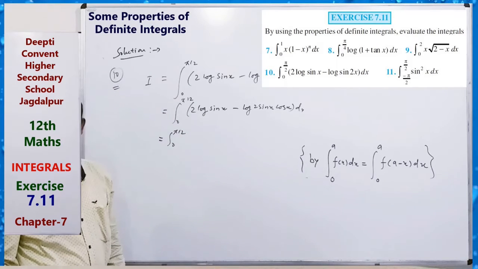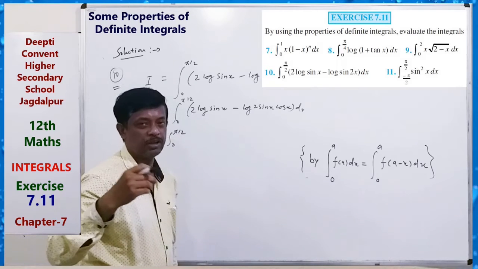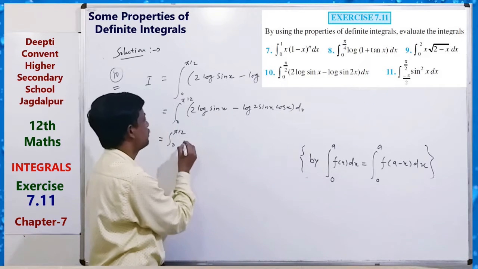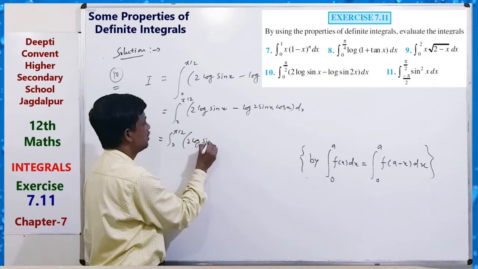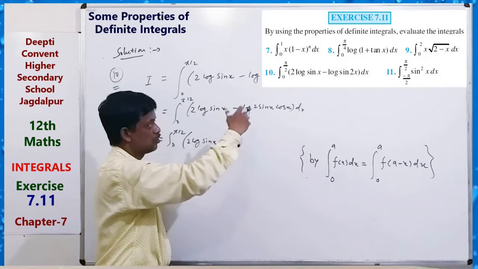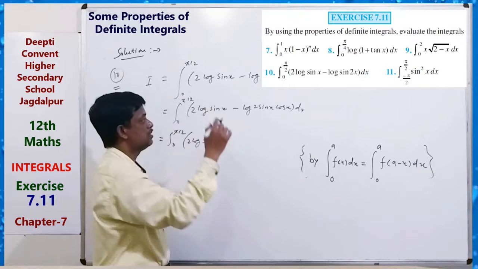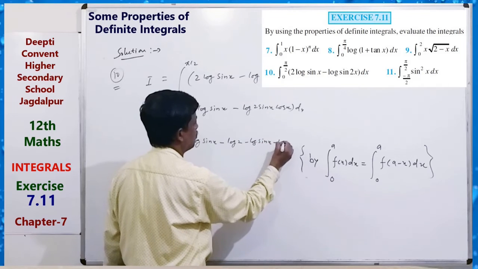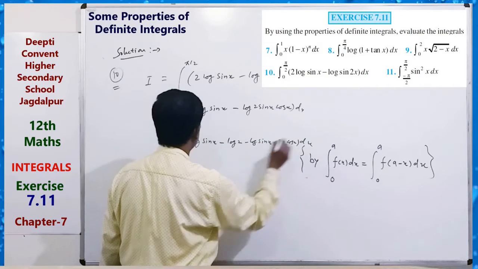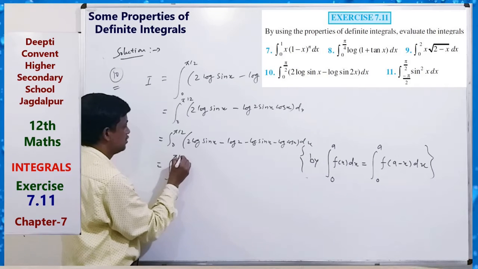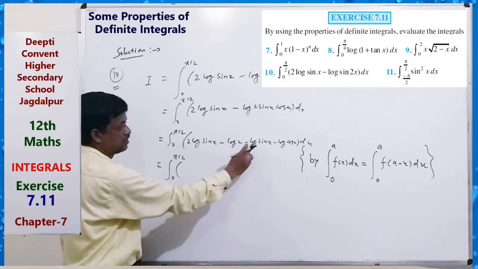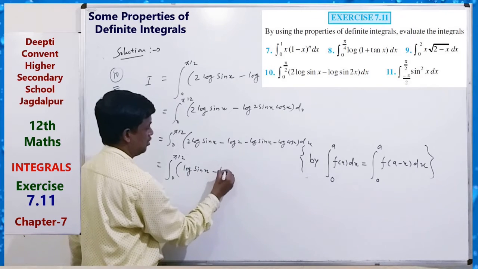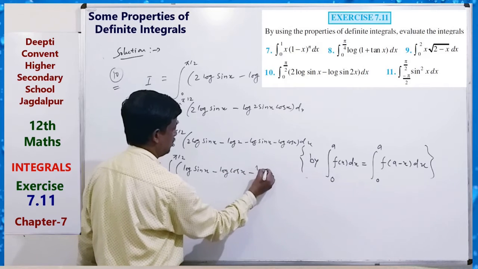Here log of a times b is log a plus log b, and log abc is log a plus log b plus log c. So we can separate log 2, log sin, and log cos. All of these get a minus sign, so minus log 2, minus log sin, minus log cos dx. So we get 2 log sin x minus log sin x, which is 1 time log sin x, minus 1 time log cos x, minus 1 time log 2 dx.